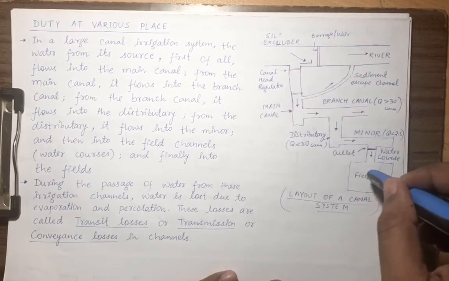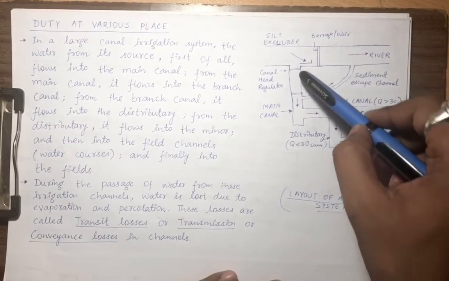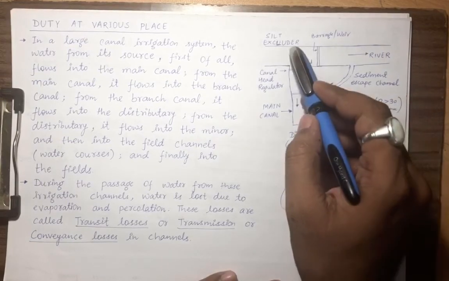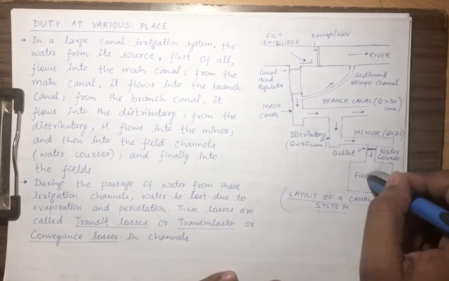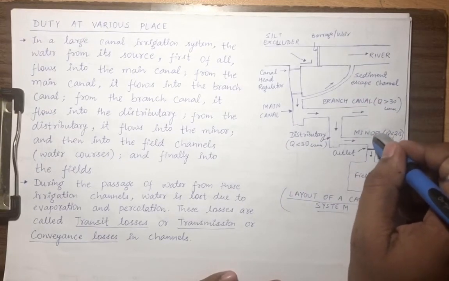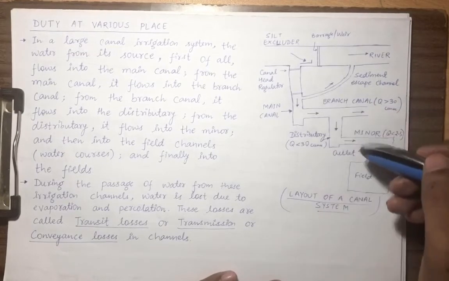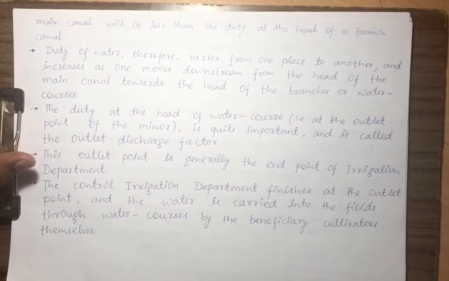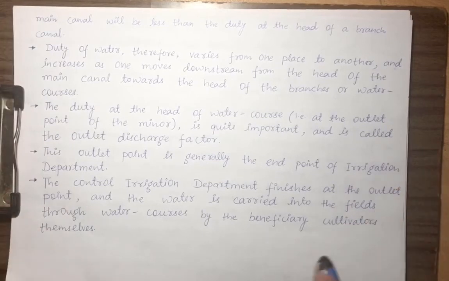So as we are moving away from the field, the more is the distance, the lesser will be duty. So here duty is least. Then let me just reverse it. Here duty is maximum, here less than this value, here less than this value. So as we are moving away from the field, duty is going to be reduced. So I hope it is clear why duty is varying from place to place.